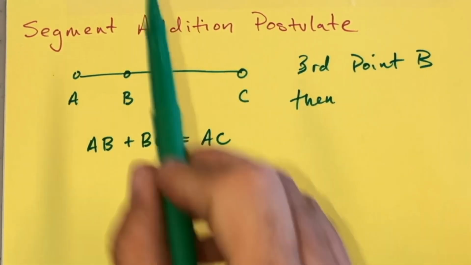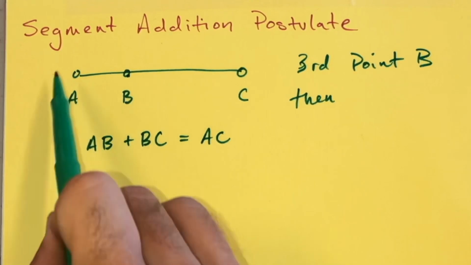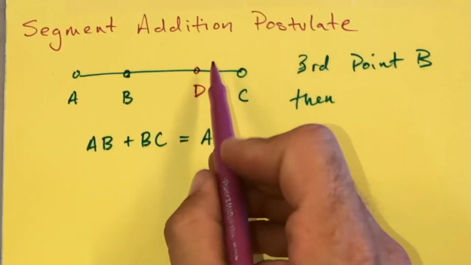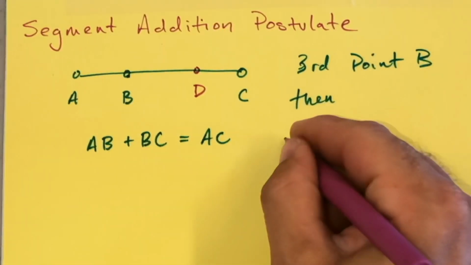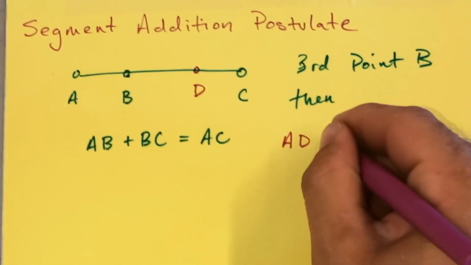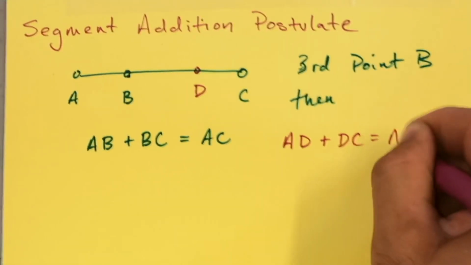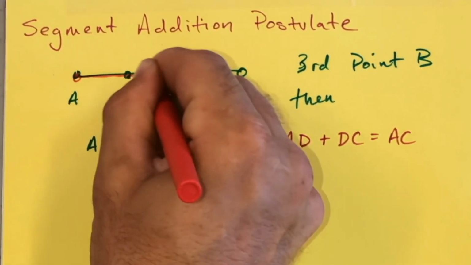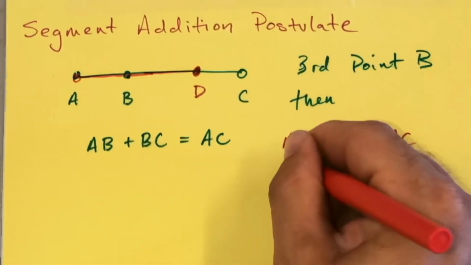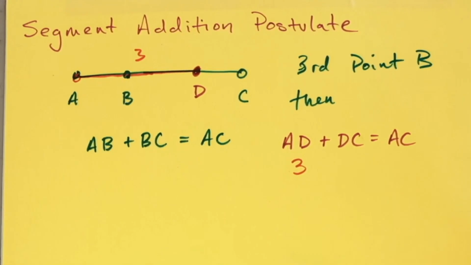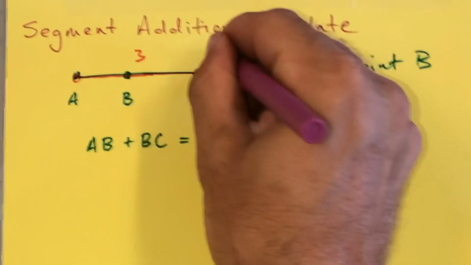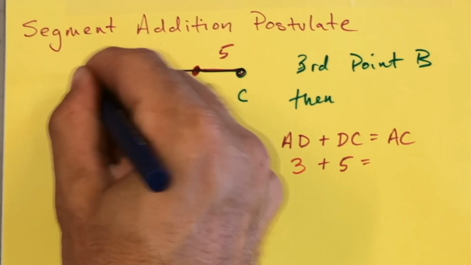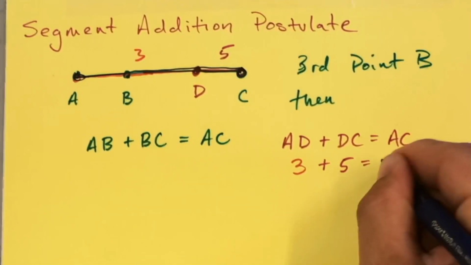And that's just the whole idea that if point B lies anywhere on this line, even if I had, let's say, point D here, if D is to be on that line, then it 100% should be true that AD plus DC is equal to AC. That gives you the idea that if I have the measurement of one segment, let's say AD is 3, and the measurement of another segment, let's say DC is 5, then I should be able to come up with the measurement of the whole segment AC to be 8.